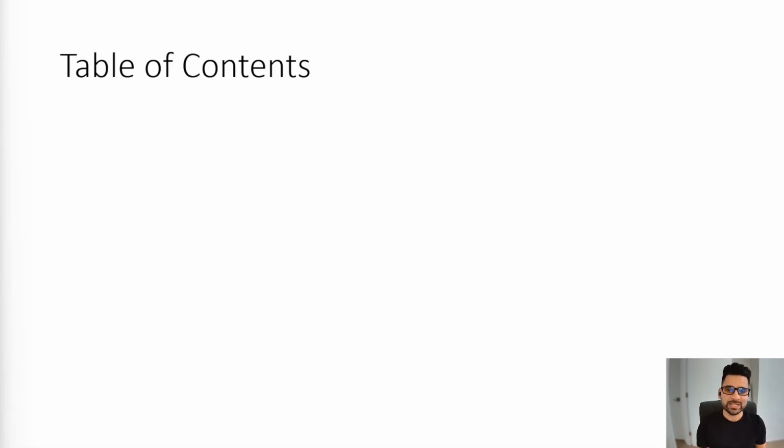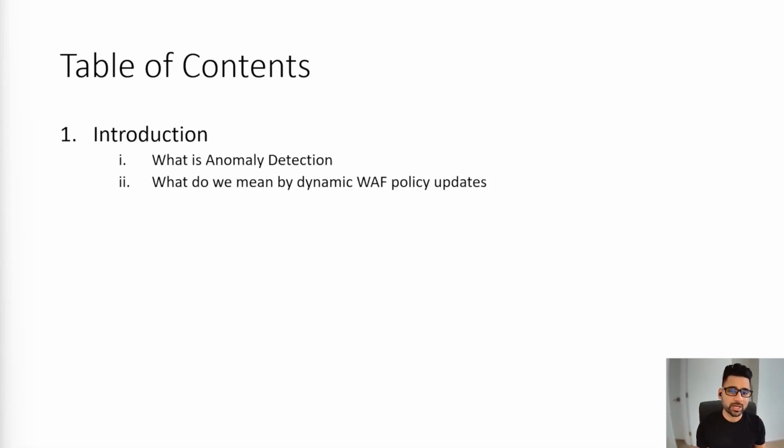Okay, before we dive in, let's take a quick peek at the overall structure of today's video. First, we'll talk about what is anomaly detection and what do we mean by dynamic WAF policy updates. Then we'll go on to defining the problem statement. In this section, we'll describe exactly what we're building today.